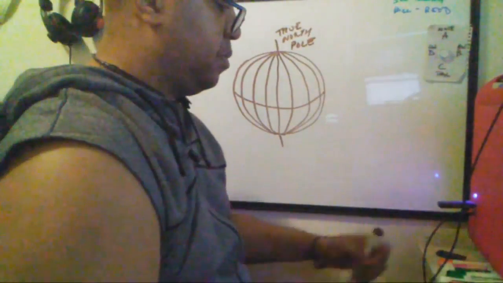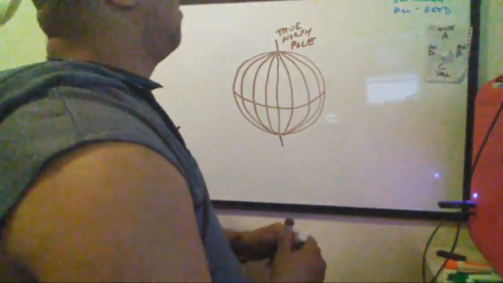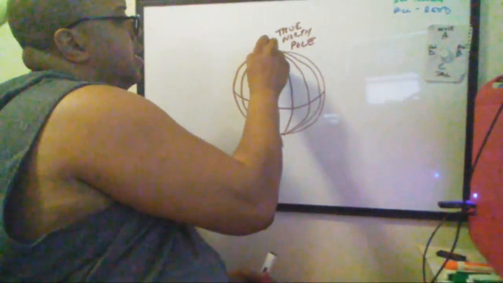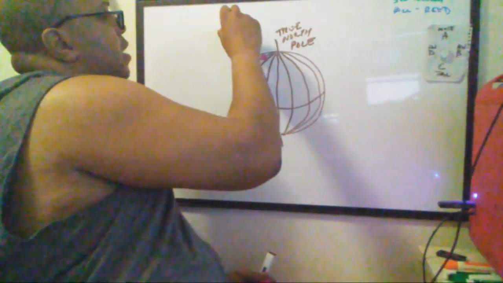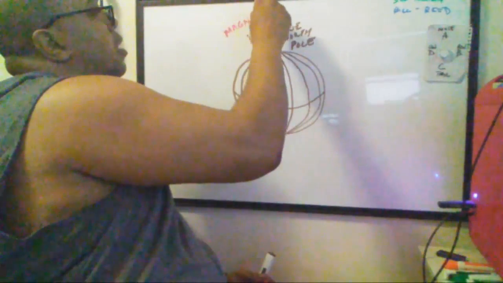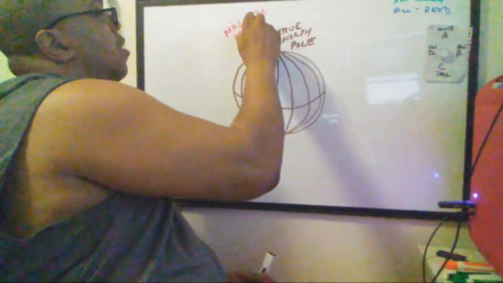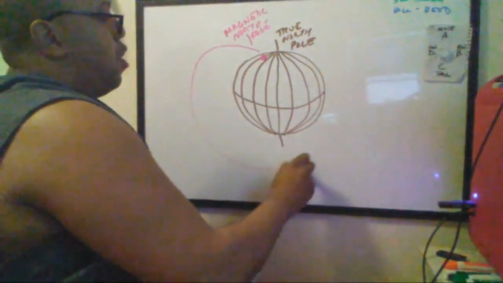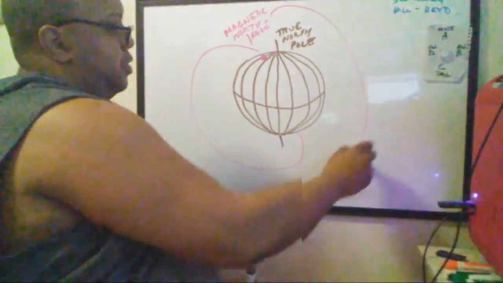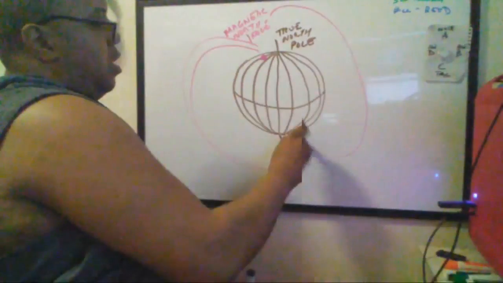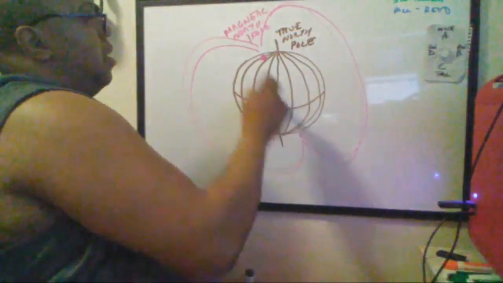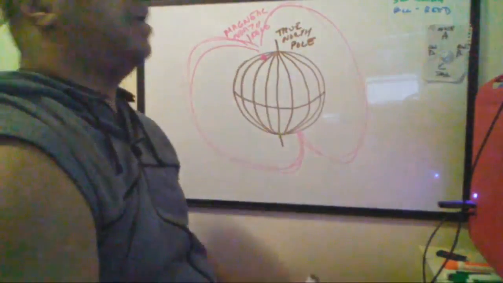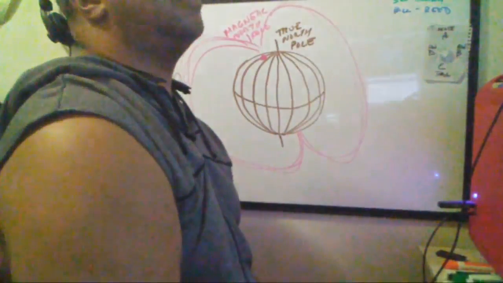But, and don't quote me on this, I'm thinking somewhere from about 1,800 to 2,000 miles away is the magnetic North Pole. The magnetic North Pole is where all the electromagnetic flux lines of the Earth go. And it's roughly, don't quote me on the number, almost a couple thousand miles apart.